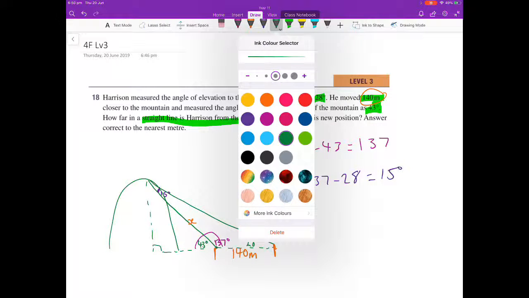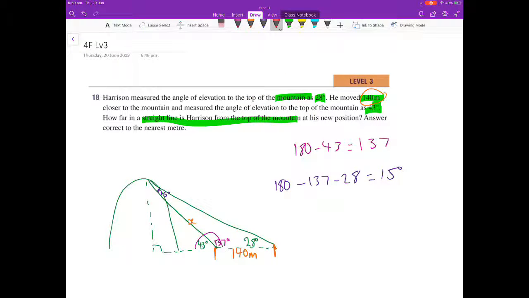Chuck them into our sine rule. Let's grab our sausages, our aeroplanes, our band-aids, whatever we're calling them today. 28 with x and 140 with 15. And we should hopefully by now know what this one's looking like. It is on the formula sheet, so don't freak out too much. We then just have to solve for x.